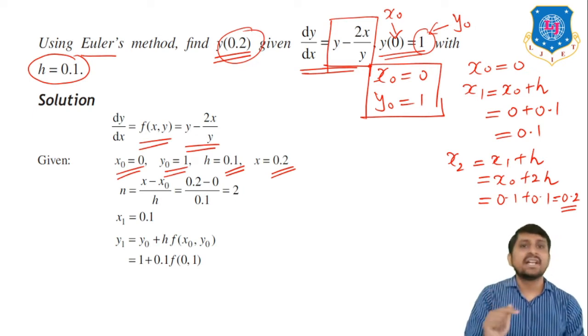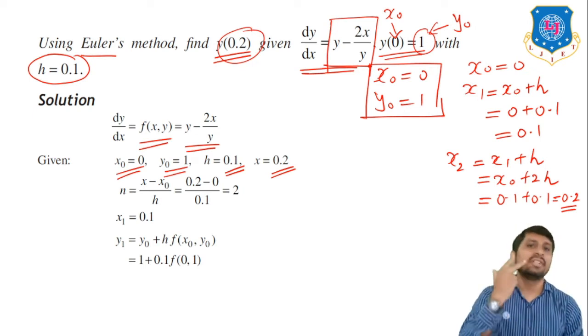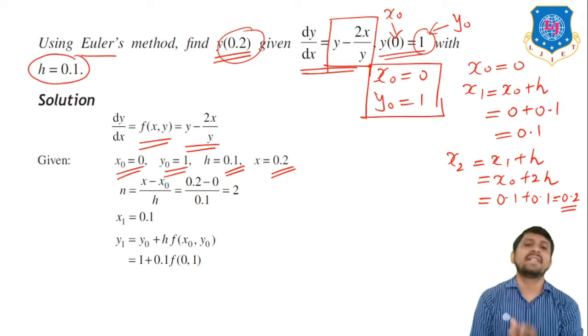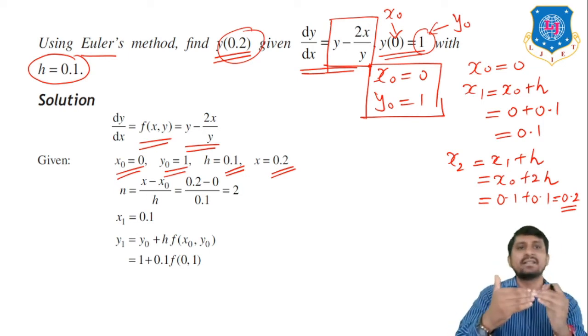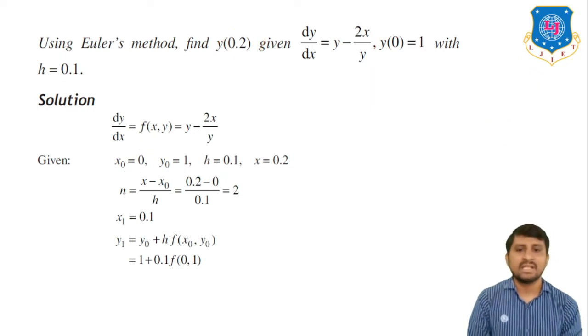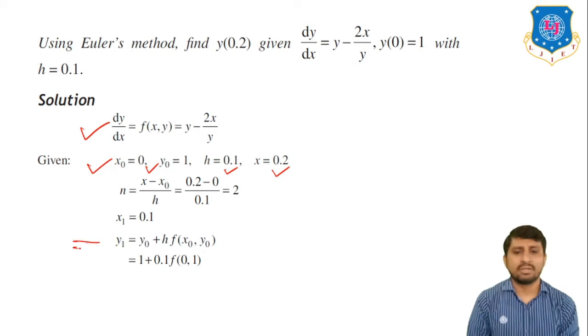Here you have to go further only two steps. First you find y1, second you find y2, because x0 is 0, h is 0.1, and you have to find the value of y at 0.2. So first you find y at 0.1 and then at 0.2. All the values, f of x, y, x0, y0 and h, are given. We don't need n here. Just find y1.